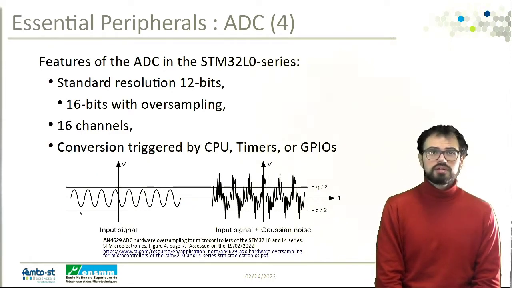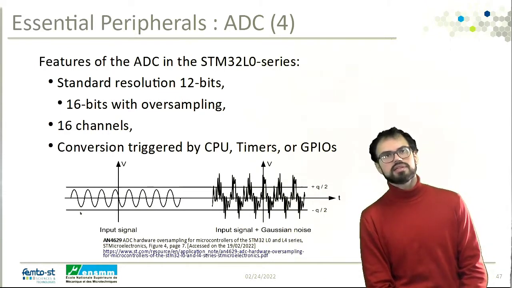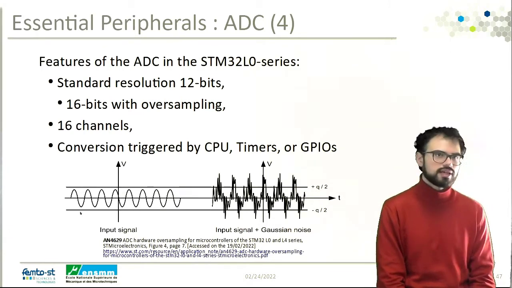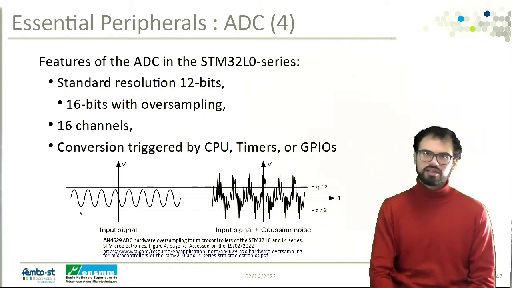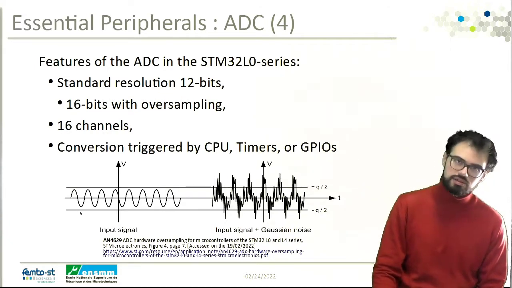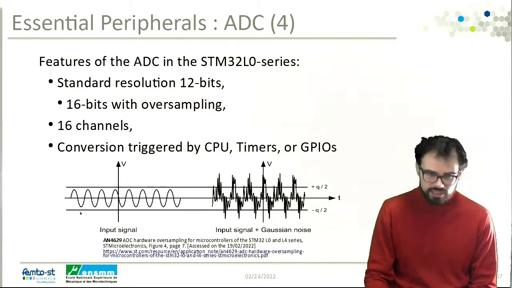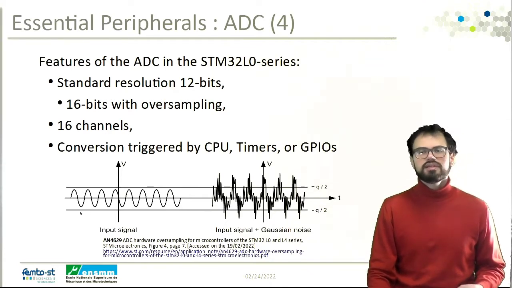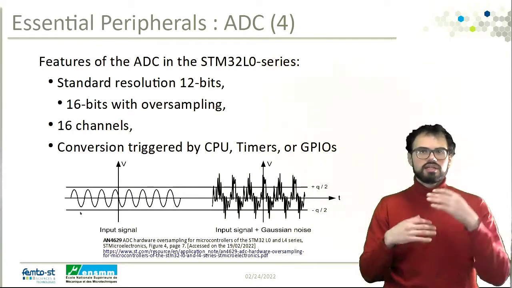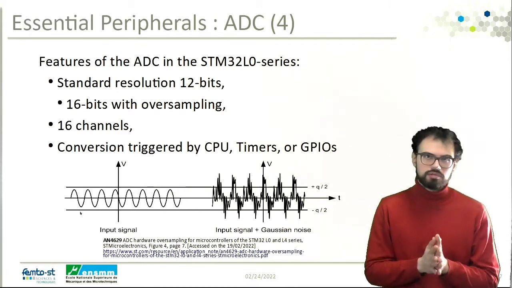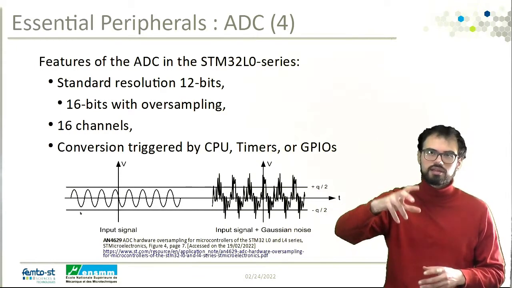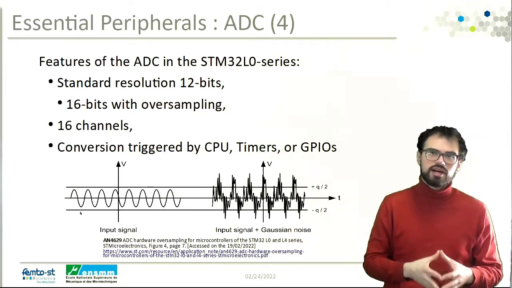As again for the STM32L0, the implementation has a resolution of 12 bits. It can oversample up to 16 bits, meaning that it can automatically take more than one measure and give you the average. In order to improve the precision, it can also add Gaussian noise to your signal. If your signal lies between two logic levels, the average may not be good. But if you have noise good enough to switch between one level and another, when you do the average, it will actually be a better value.